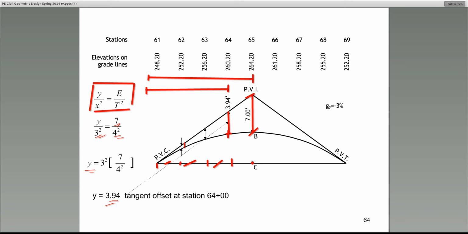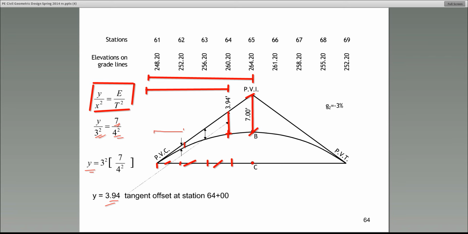Well, what would you use for x, small x? 1, because it's only 1 station away from 61. Does everybody see that? What do you use for E? 7. That doesn't change. What do you use for T? 4. That doesn't change. So what do you get for the tangent offset at station 62? Matthew says 1.75. Matthew changed his mind, says 2, and then Matthew changed his mind again, said 0.44.